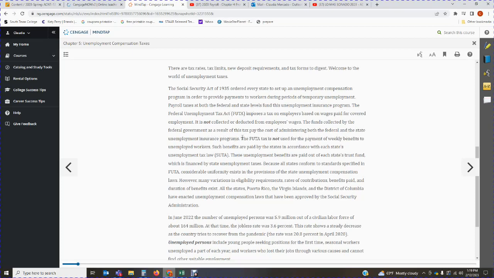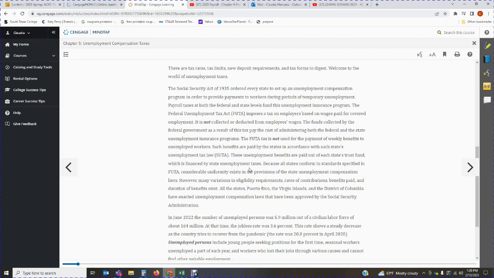So the FUTA tax is collected for the administration of the state and federal unemployment tax programs. The FUTA tax is not used for the payment of weekly benefits to unemployed workers. Such benefits are paid by the states in accordance with each state's unemployment tax law. So the SUTA, which is the State Unemployment Tax Act, is what is used to pay for unemployment benefits in case you lose your job. These unemployment benefits are paid out of each state's trust fund, which is financed by state unemployment taxes.